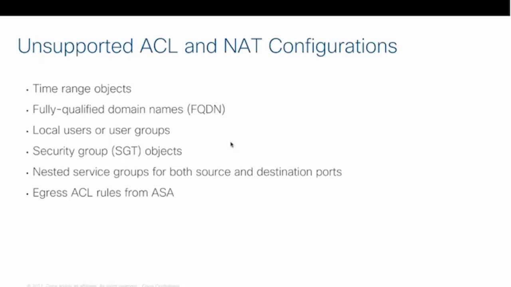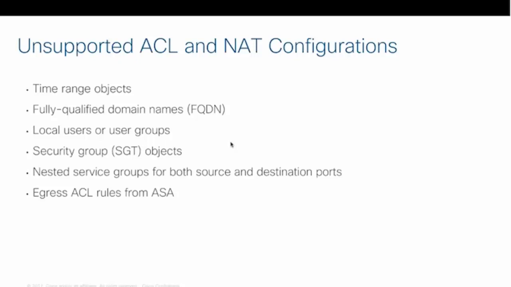There are certain parameters in the ASA configuration file within the access control list and NAT configuration rules that are unsupported by the migration tool. These include time range objects, fully qualified domain names, local users or user groups, security group objects, nested service groups for both source and destination ports, and also egress access list as well. So if the ASA configuration file we are trying to migrate contains any of these unsupported parameters, then the migration tool will not understand them and it will fail to convert them.